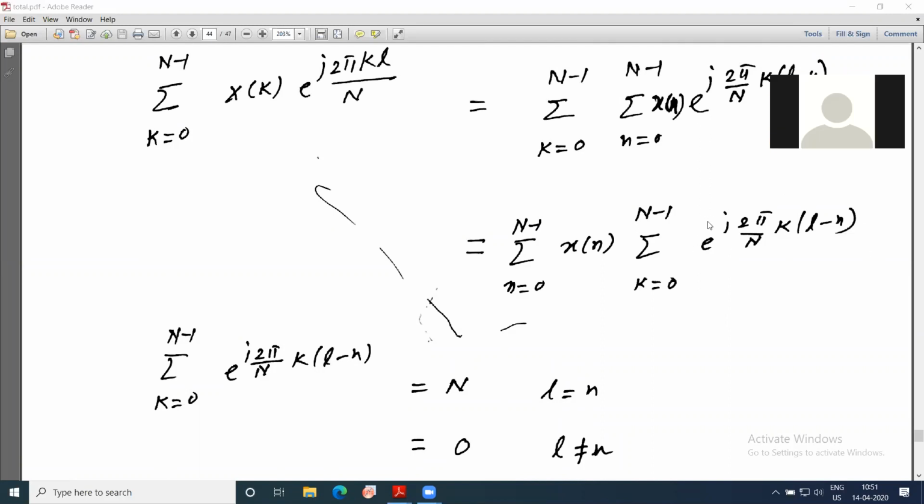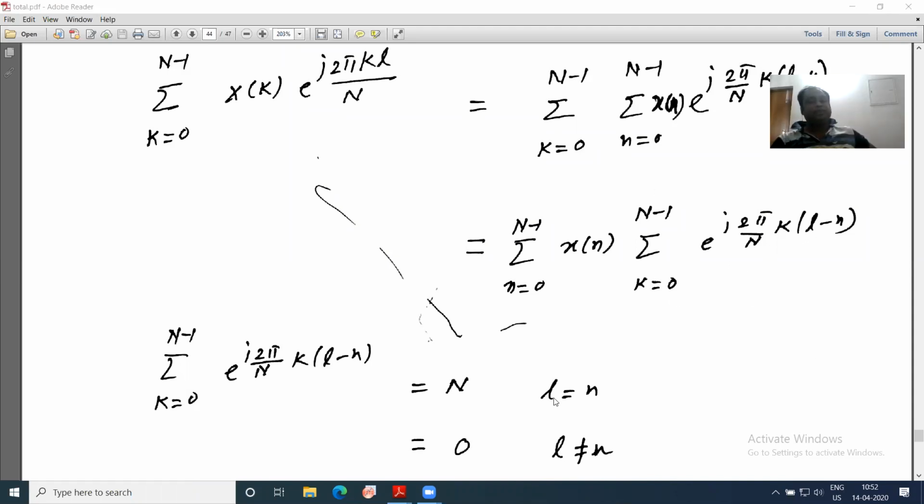e to the power 0 means 1. So, how many 1s? From 0 to n minus 1. So there are n terms, and the summation of this will be equal to n.